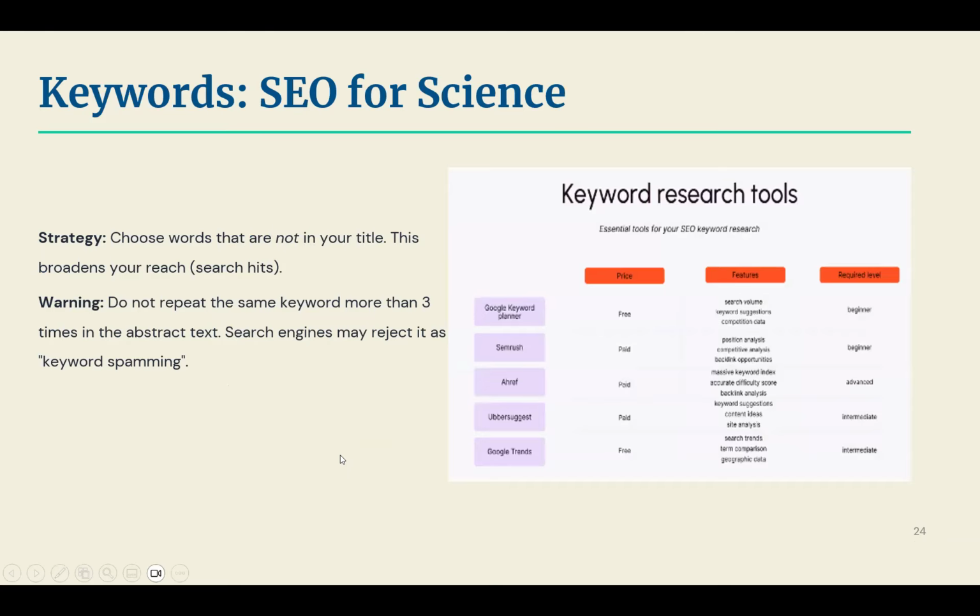Choose words that are not in your title. This broadens your search. Now, if you put certain words in your title and put the same words in your abstract as well, that reduces the chances of your article being hit by searches, because it's the same words repeating here and there. So the same keyword, you should not use more than a couple of times in your abstract. If you can reduce it to 1 or 2 times, the best, right?